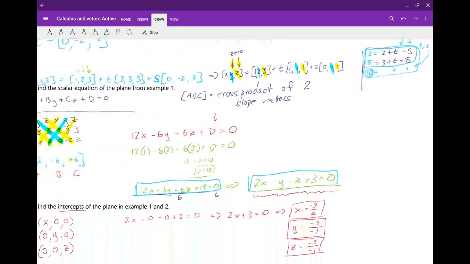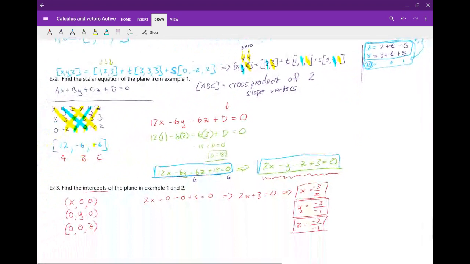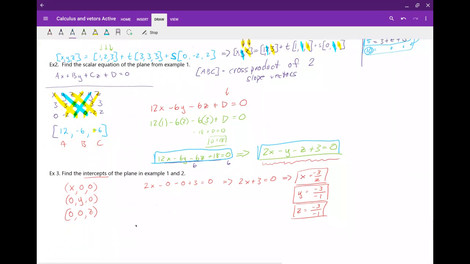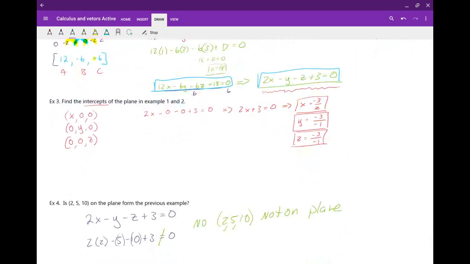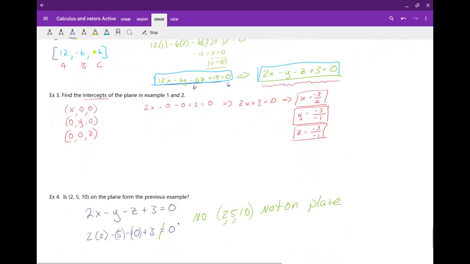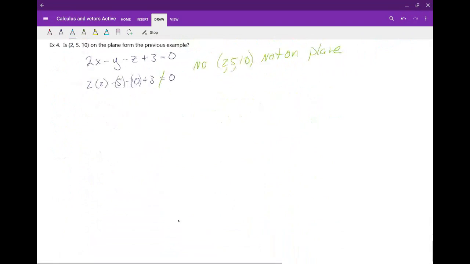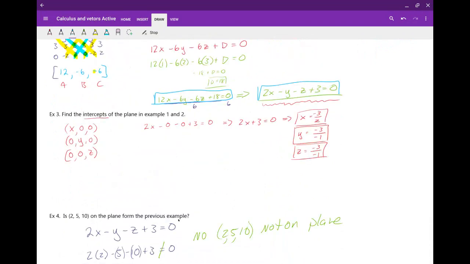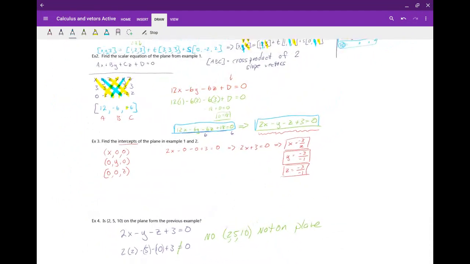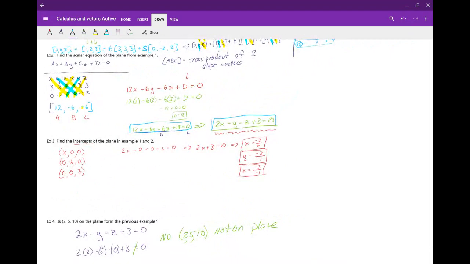Taking a look at this, it's actually a lot easier to take a cross product, plug your point into here, solve for d, and then take this and plug (2, 5, 10) into it and see if you end up getting a 0, right? So there's our thing there. And that's my last example for this.